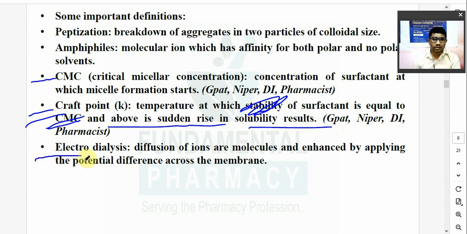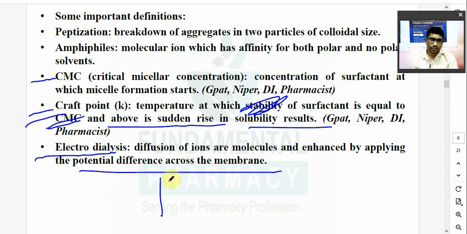Electrodialysis. What does dialysis mean? Removal. What does electrodialysis mean? Removal by application of electric potential. In electrodialysis, the diffusion of ions or molecules is enhanced or increased by applying a potential difference across the membrane. It is one of the techniques for purification of your colloidal dispersion.